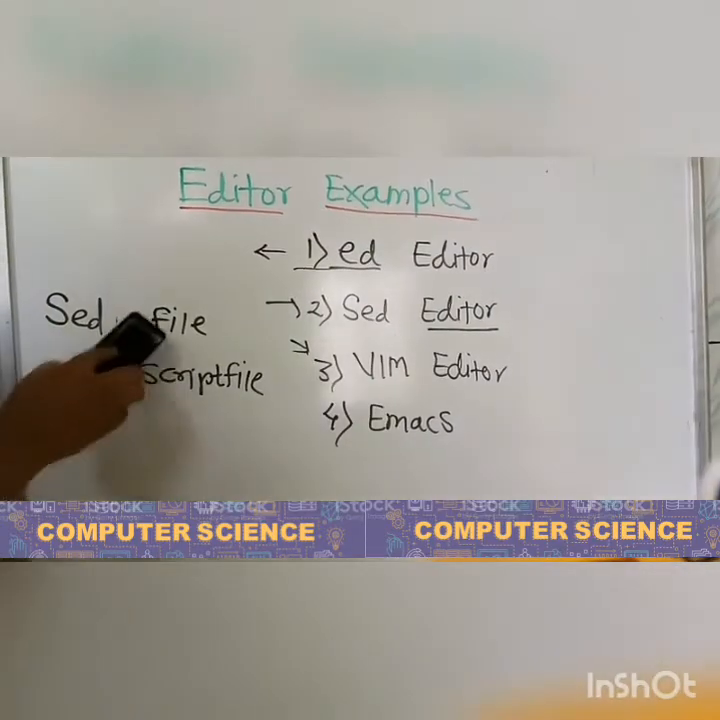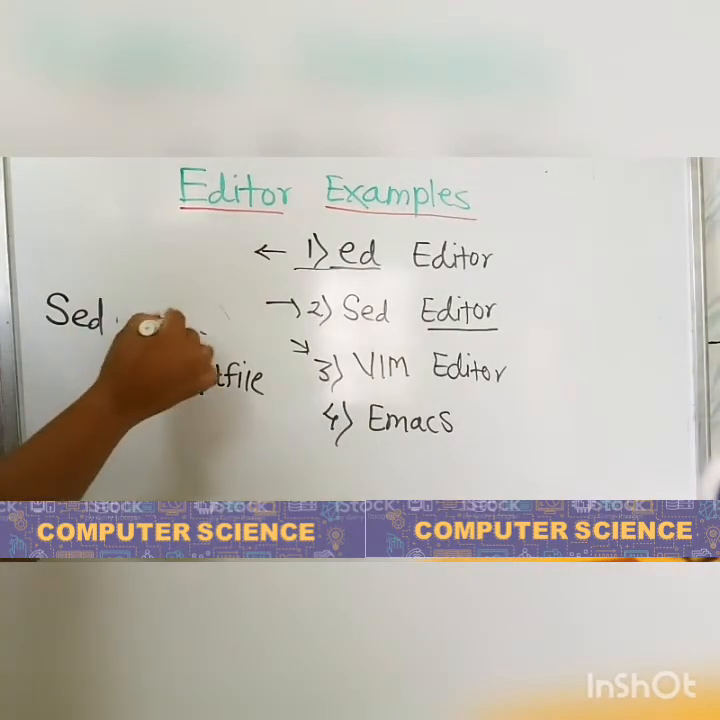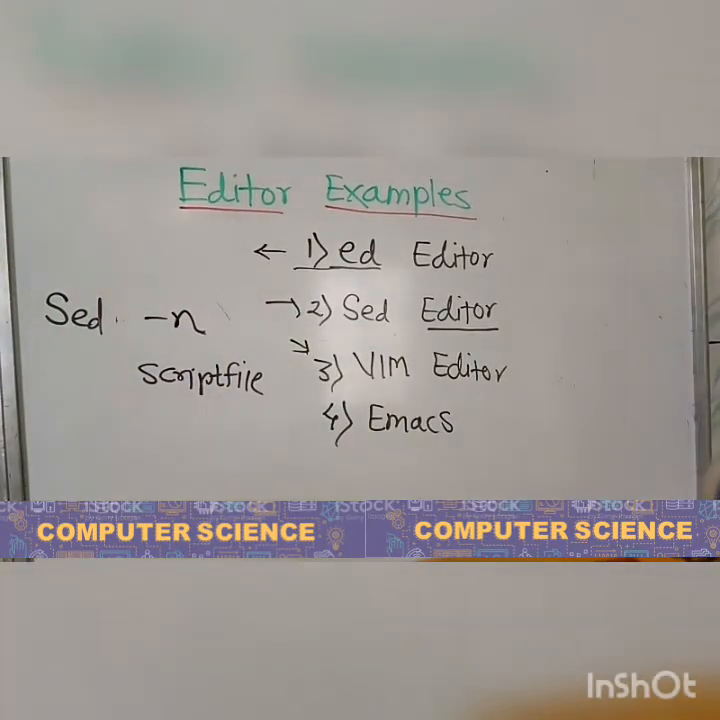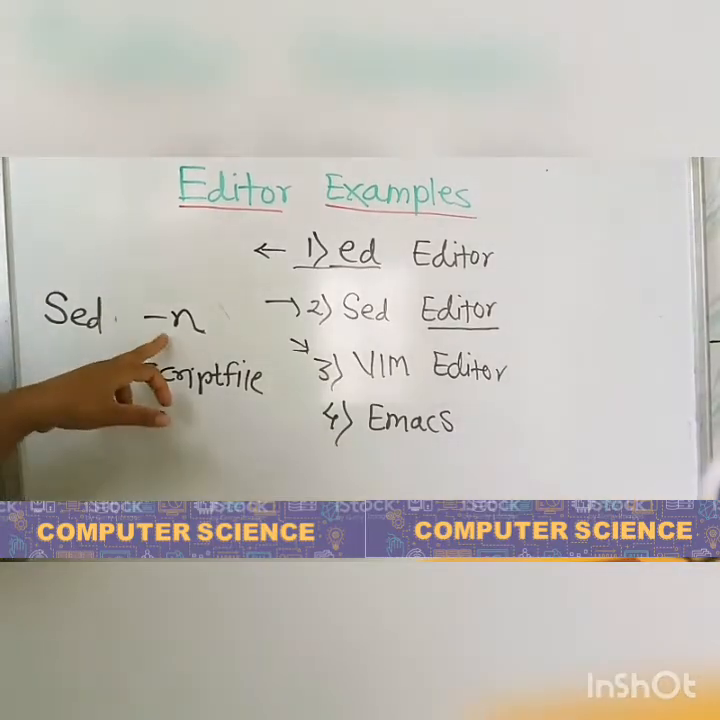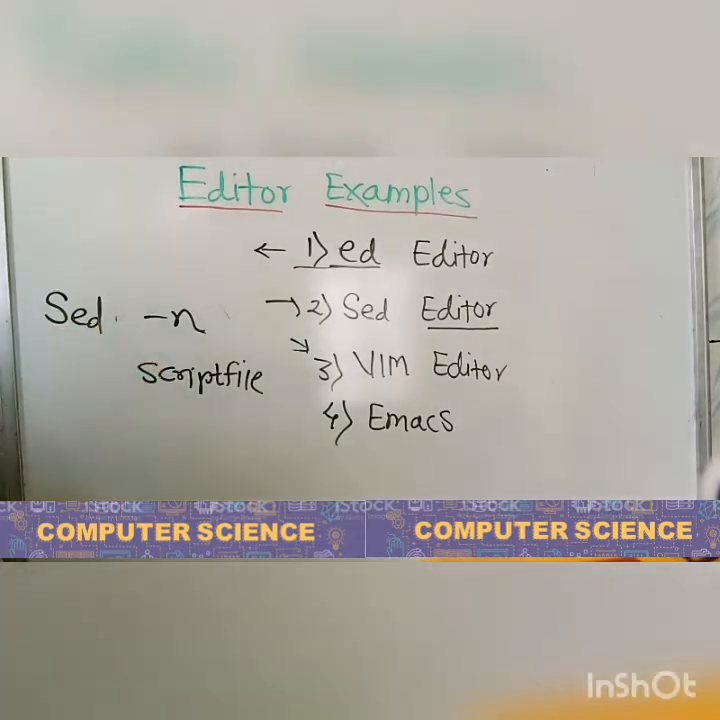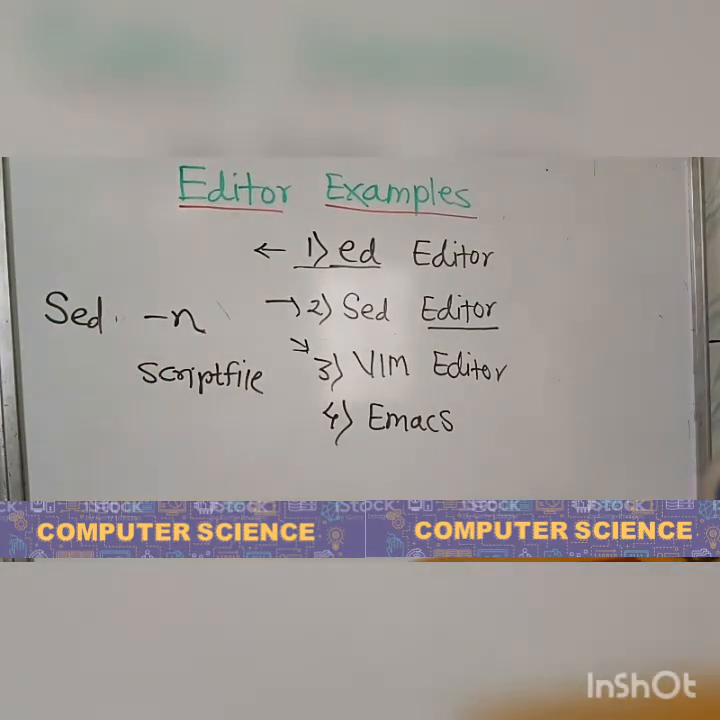Next is the dash n. Dash n is nothing but it does not generate output for each command but waits for the print command, means it doesn't output anything but waits till the print command is generated, means you can use it for stopping the unnecessary printing of the data. So this is all about the SED editor.